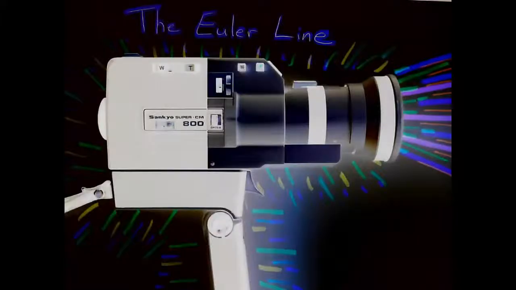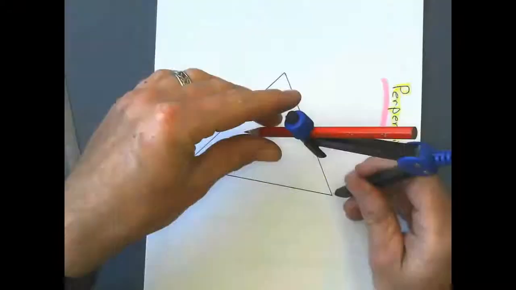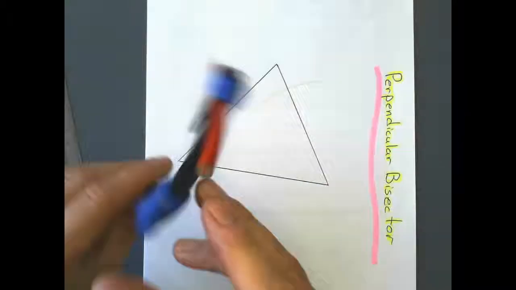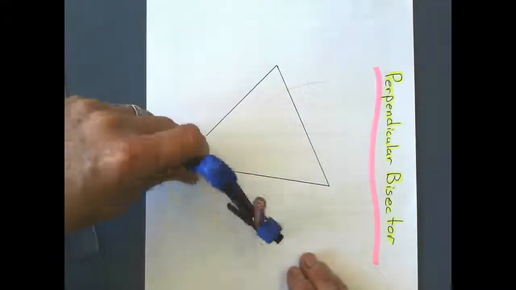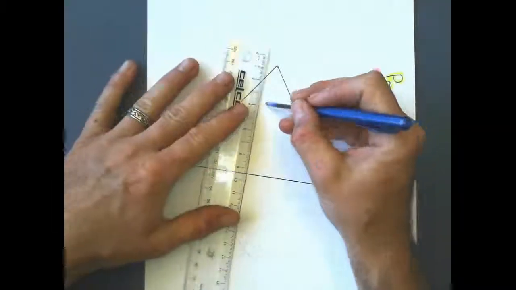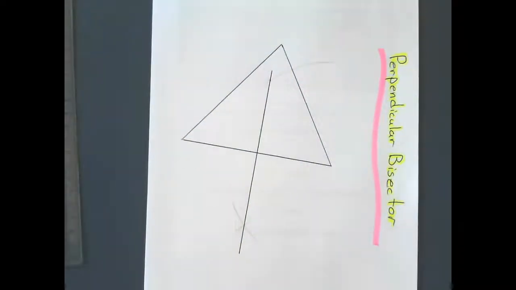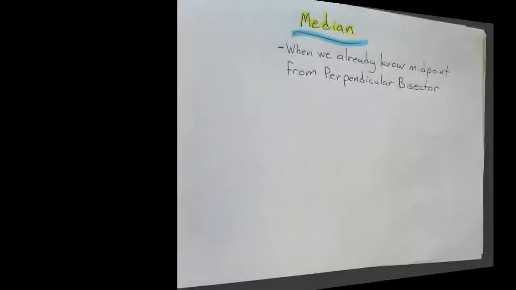Okay, in this video I'm going to show you how to construct the Euler line, named after Leonhard Euler, 18th century mathematician. First construction is a perpendicular bisector, which cuts a line segment in half at 90 degrees. This is what it looks like. You do the arcs, rule the line, and you have bisected that line segment at 90 degrees.